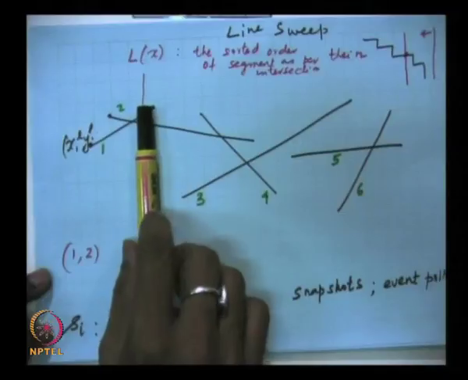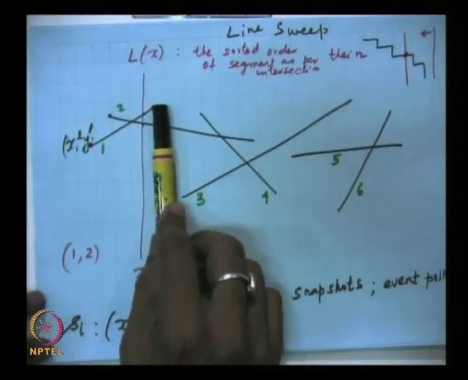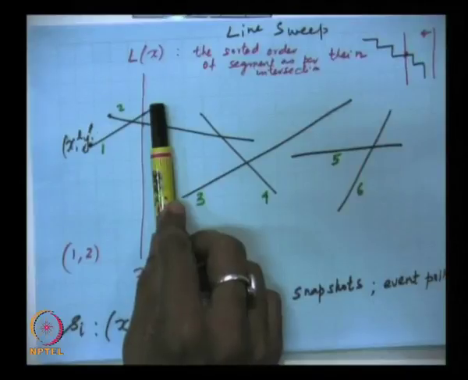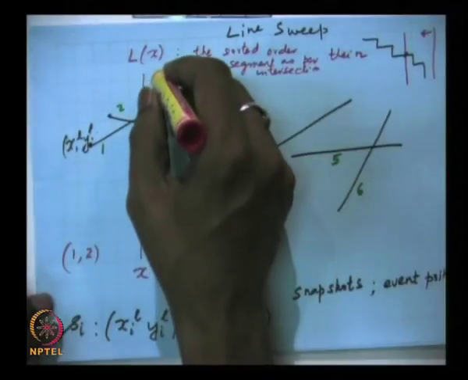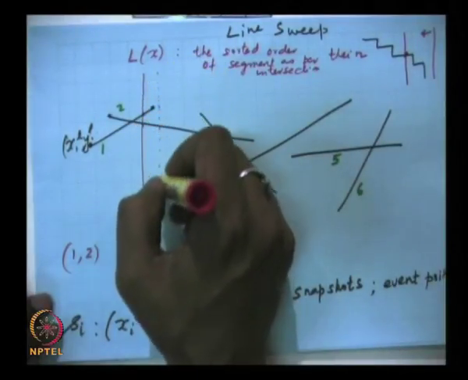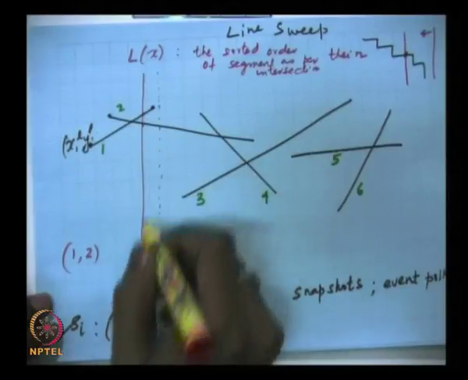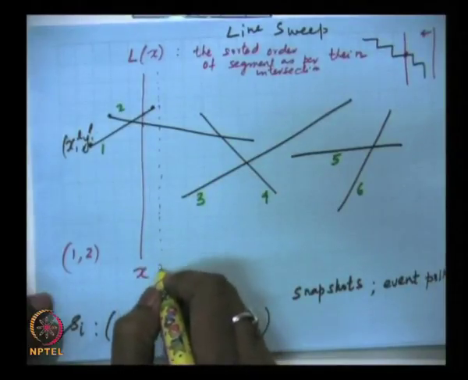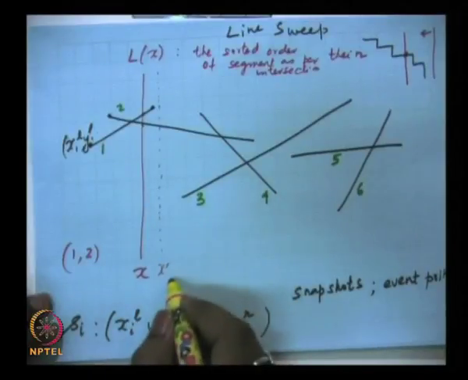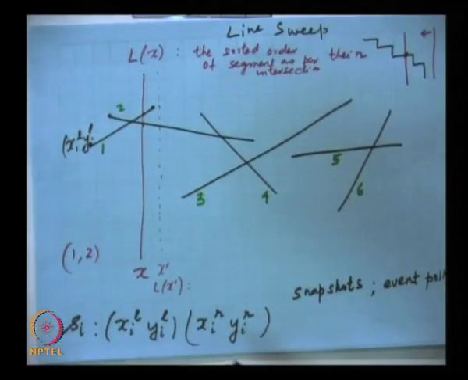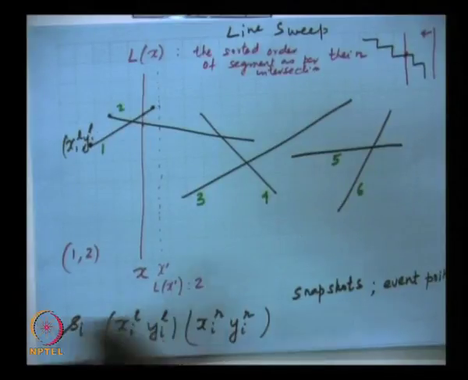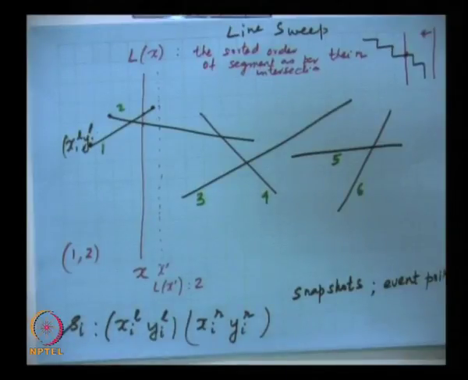As we keep moving right, at the right end point of line segment 1, the line segment ends. Just as you cross this, suppose I call this x prime. So L of x prime is only now 2. 1 has disappeared, because once you sweep past 1, 1 is gone. So there is only one line segment in L of x prime, if x prime appears beyond line segment 1.